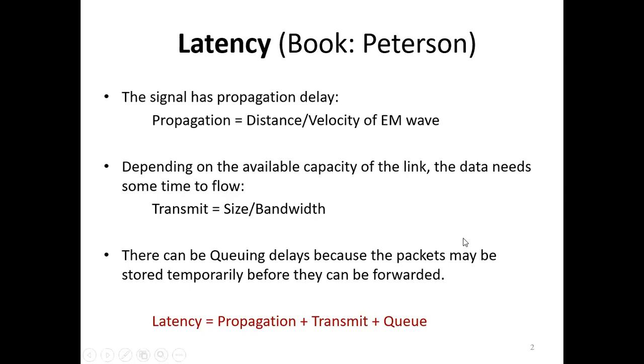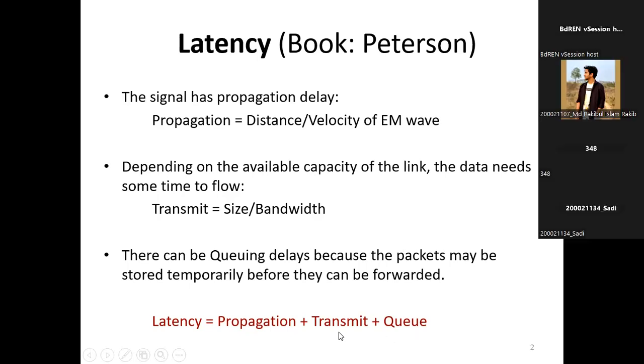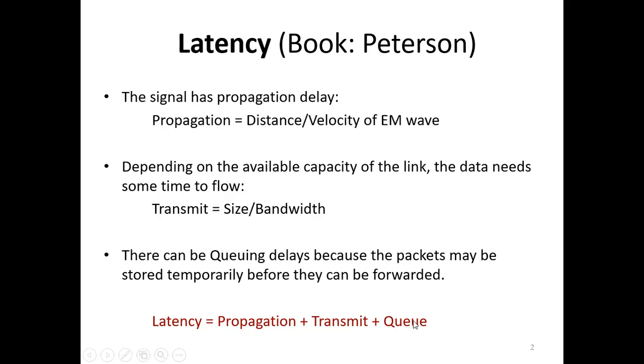Look at the bottom line. The total latency is the summation of propagation time, transmit time, and queue, or you can say propagation delay, transmit delay, and queuing delay. By propagation, I mean that the signal takes some time to get to the receiver. Of course, there is a velocity of the signal. The electromagnetic wave would take a while, and we already know that the velocity depends on the material properties of the medium. So only by varying the medium properties, you can change the velocity.